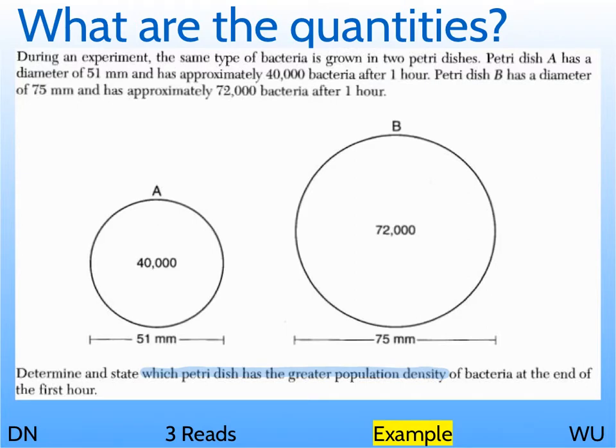All right, now we're going to read through again, and we're going to highlight all the quantities. And remember, the quantities are the things with numbers and units. During an experiment, the same type of bacteria is grown in 2 petri dishes, which I guess we could highlight, but I really don't think it's going to be helpful. We can obviously see there's 2. Petri dish A has a diameter of 51 millimeters. That's going to be important. And approximately 40,000 bacteria after 1 hour. Petri dish B has a diameter of 75 millimeters and approximately 72,000 bacteria after 1 hour. Determine and state which petri dish has the greater population density of bacteria at the end of the first hour.